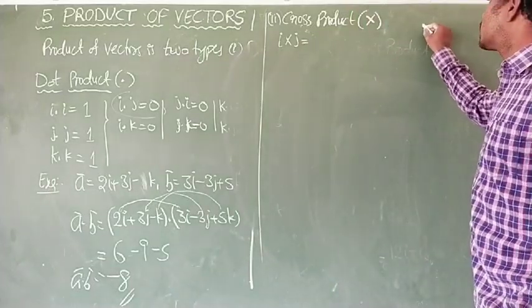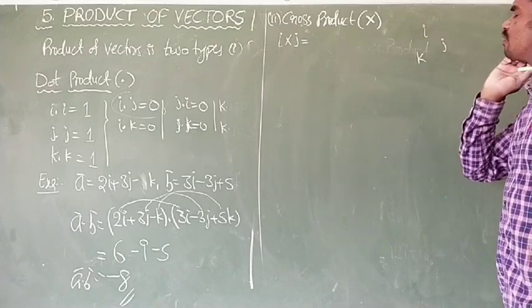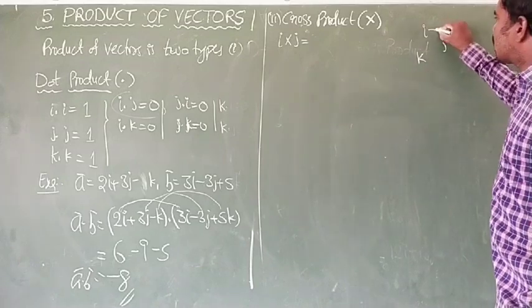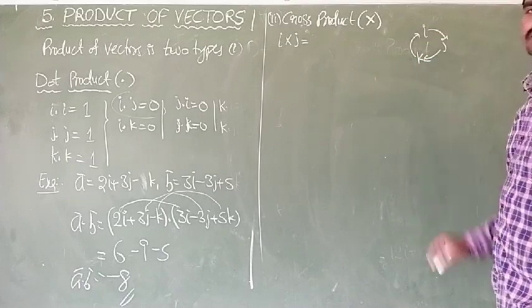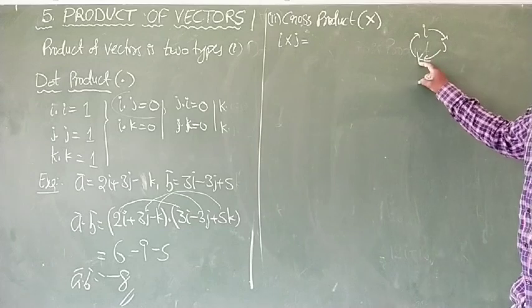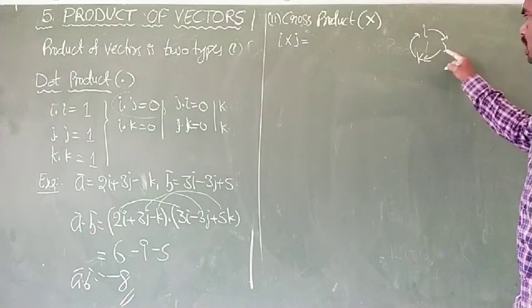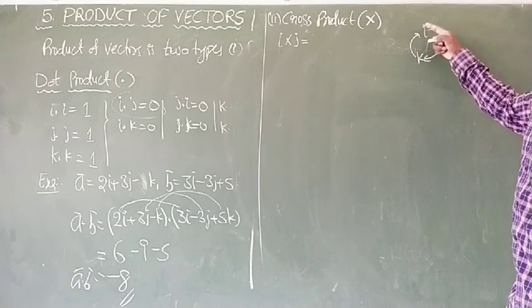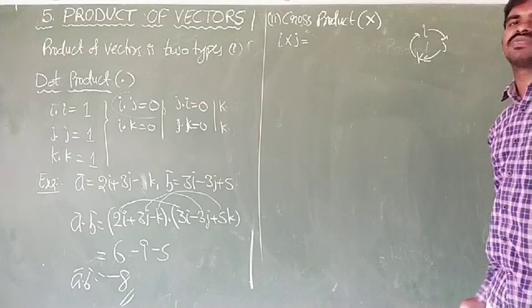I will give you one small figure. By using this we must follow the order. i cross j is k, k cross i is j. Okay, the i, j, k sequence. i cross j is equal to k, j cross k is equal to i, k cross i is equal to j. Very good.